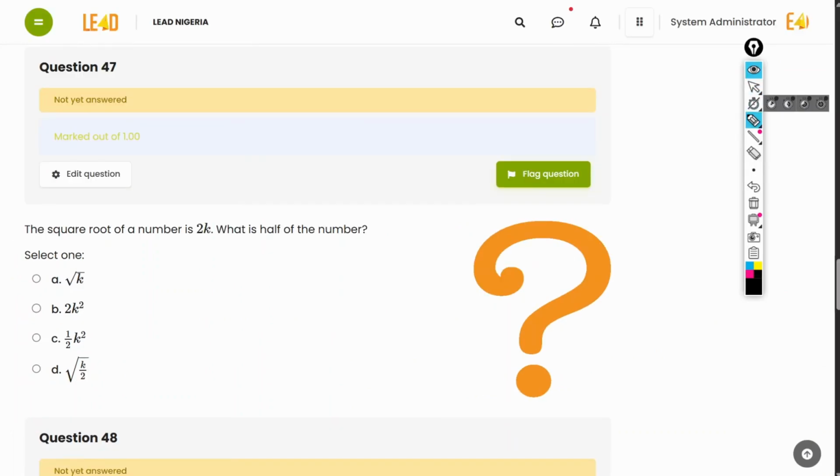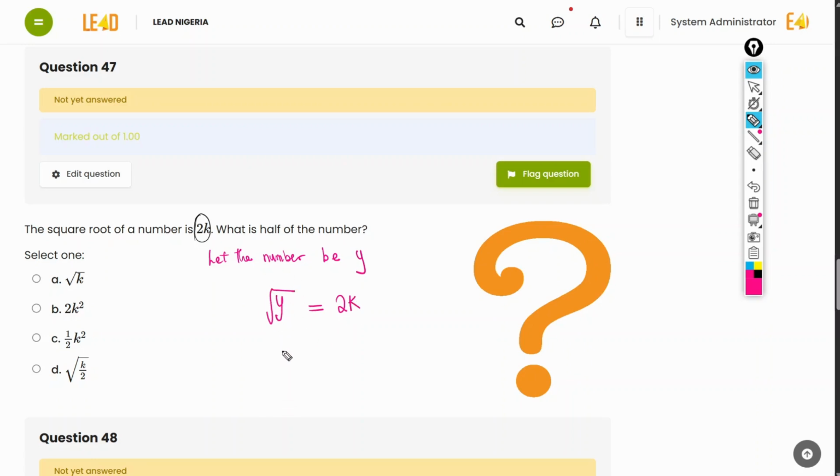47 says, the square root of a number is 2k. What is half of the number? That means that I would say let the number be maybe y, right? So what this means is that the square root of y is equal to 2k. Okay, so I can get y itself.